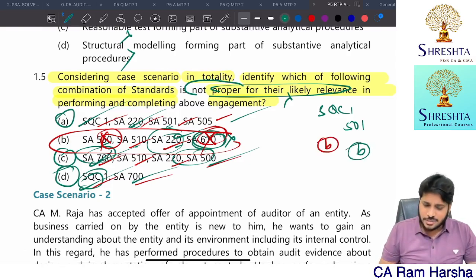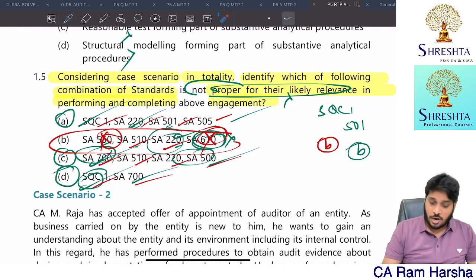Why A, C, D, sir? Can you explain once again? Whatever audit I am doing, SQC 1 I should see. Because I am accepting the audit, 220. Initial audit, I need to definitely observe this. 501, inventory is there, so obviously evidence. So 505, transactions with creditors, status, obviously I need to. 700, reporting is important. 510, initial audit engagement, this is so important. 220 is important. 500 is important.